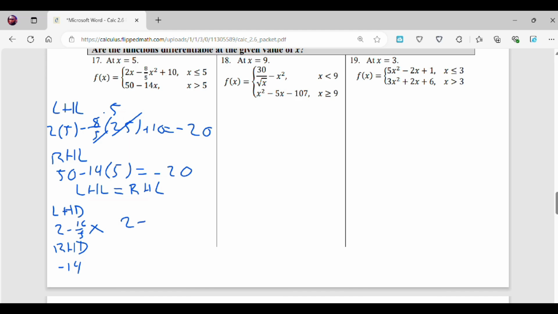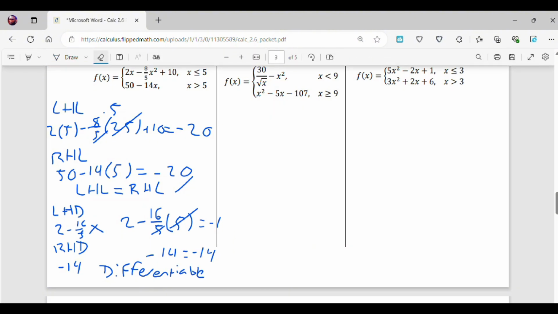So now we set them equal to each other. Oh, and we have to plug in, right? So 2 minus 16 over 5 times x. What is our x? It's 5. And then equals negative 14. Well, 5 and 5 cancel out. 2 minus 16 is negative 14. So, differentiable. Okay, I'm going to erase this little part right here. We're going to move on to the next question.